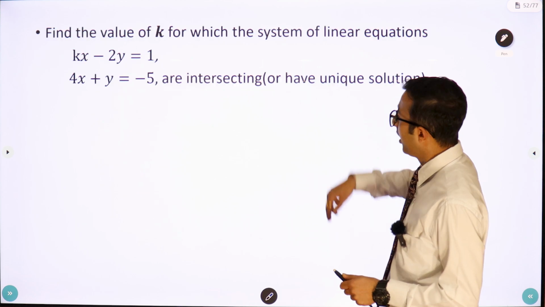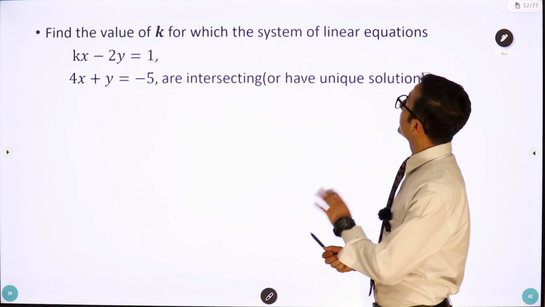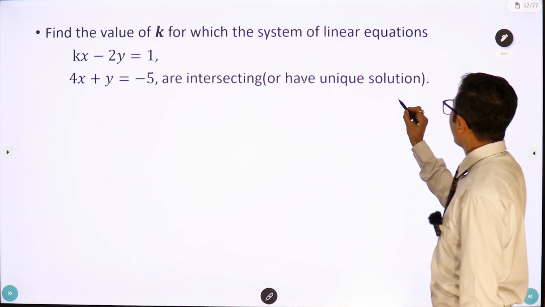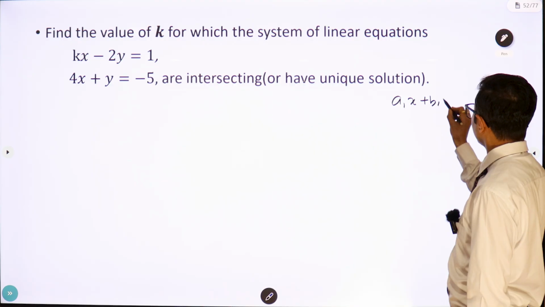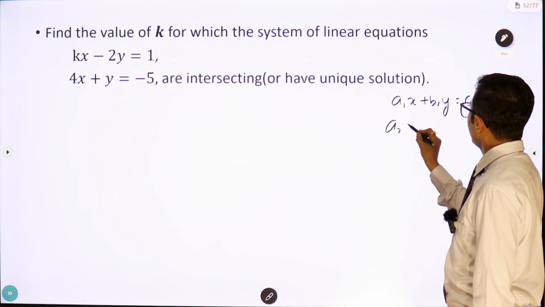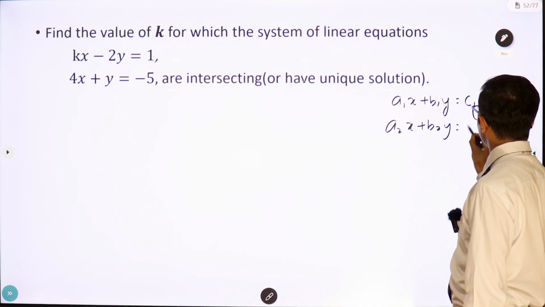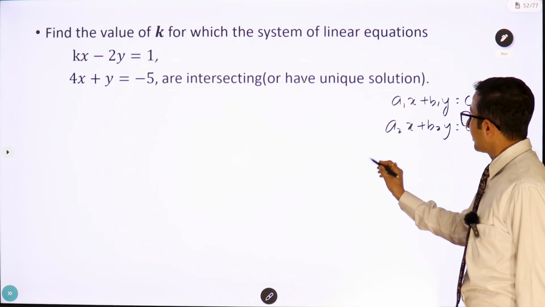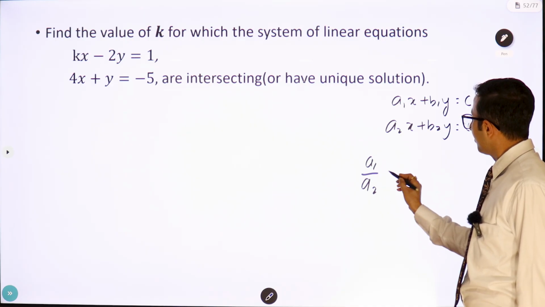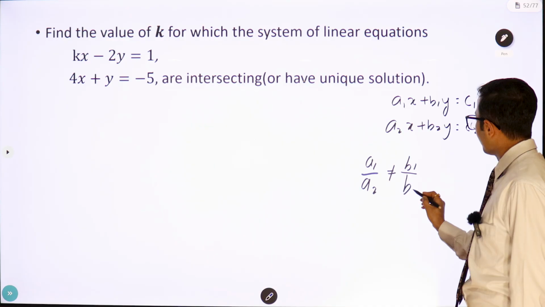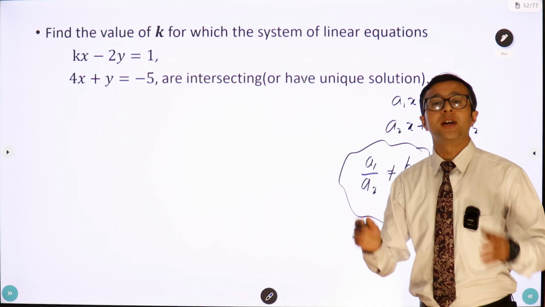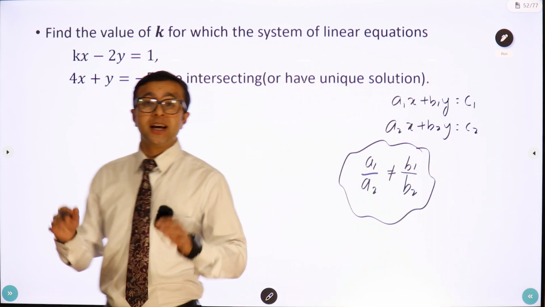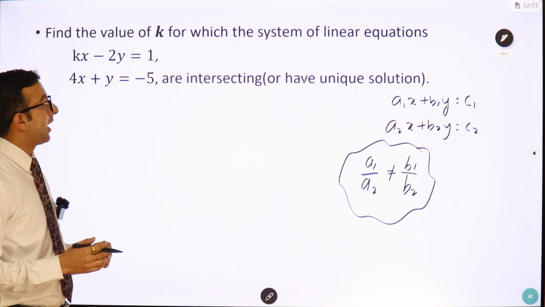class 10. Now next, find the value of k for which the system of equations are intersecting. Look here, for intersecting, if you have the lines a1x plus b1y is equal to c1, a2x plus b2y is equal to c2, if these two equations are in standard form, then for intersecting lines, what will be there? A1 by A2 is not equal to B1 by B2. We don't need to care about C1 by C2. Just if A1 by A2 is not equal to B1 by B2, then directly we can say the given system of equations represents the intersecting lines or has a unique solution.